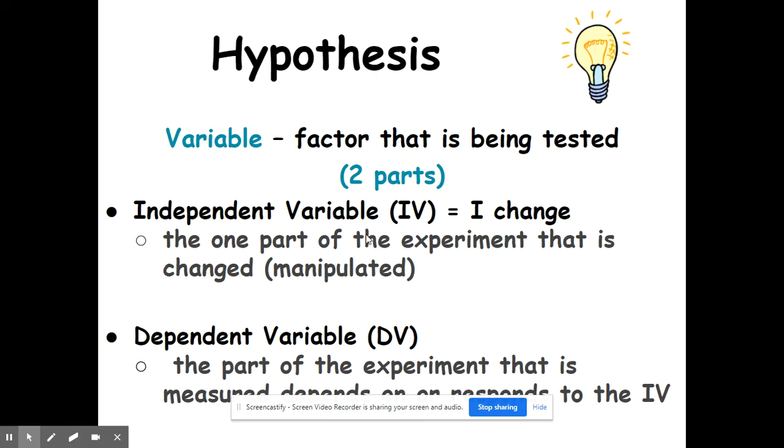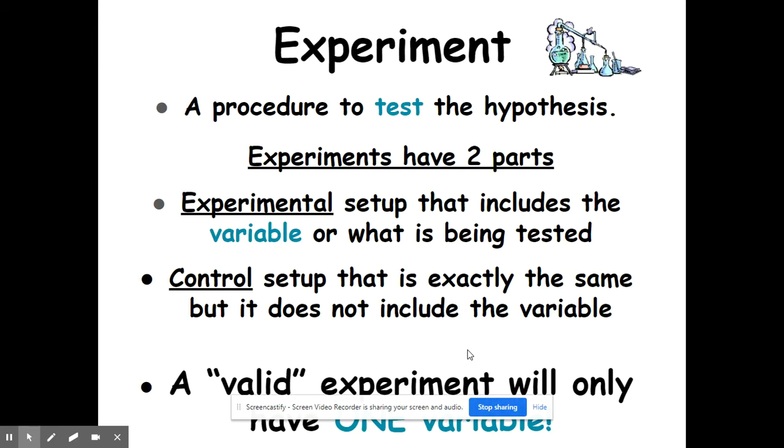The variable has two parts. The IV, or the independent variable, is what I change. It's the one part of the experiment that's manipulated. The dependent variable is what changes as a result of that. And so it's what's measured. When we set up our experiment, we do this to test our hypothesis, and it has two parts. There's the experimental setup and the control setup.